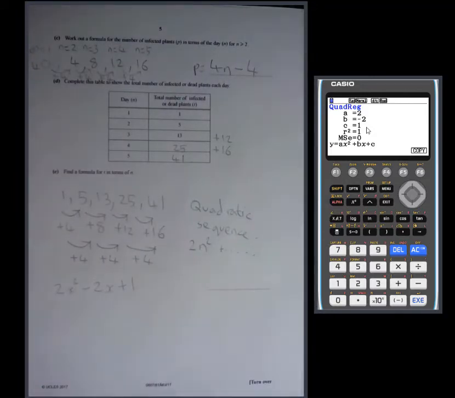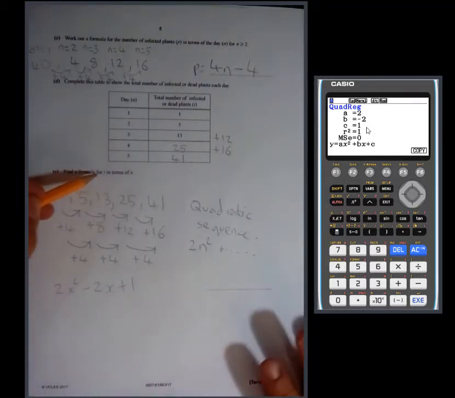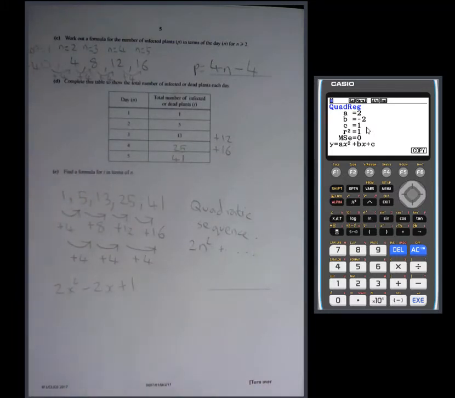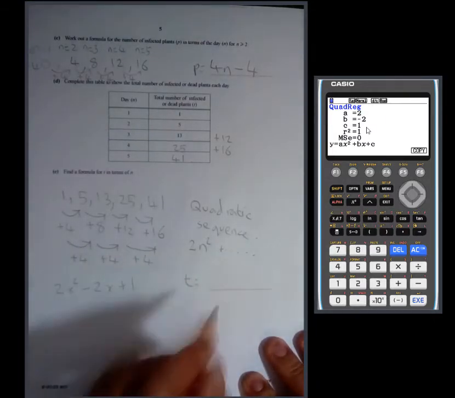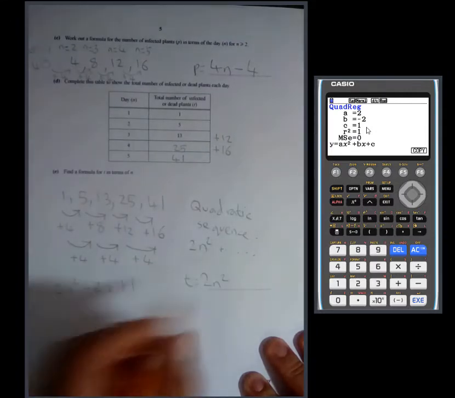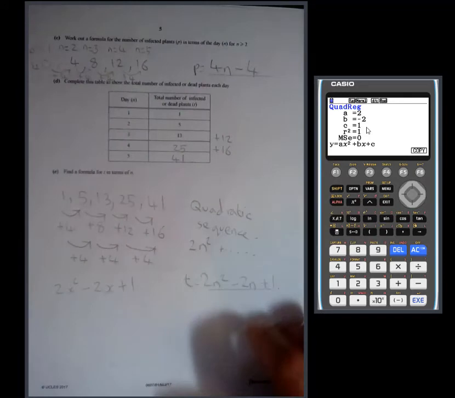But remember, we don't actually have any x's, we have n's, and we've been asked for a formula for t. A formula really means it should have an equal sign. It should tell you t equals something to do with n. So it's going to say t equals 2n squared minus 2n plus 1, just like that.